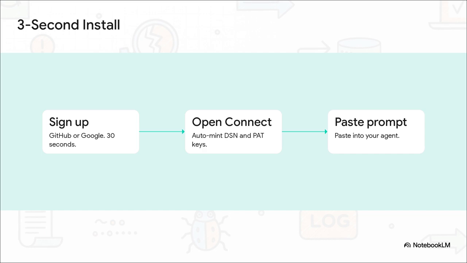Here's the playbook. Step 1, you sign up using GitHub or Google. Step 2, open the Connect page to automatically mint your connection keys. That's your data source name, or DSN, and your personal access token. And step 3, you just copy the provided CLI prompt and paste it straight into your coding agent. That single prompt detects your stack, installs the SDK, drops the init code right in your entry file, and registers the server. Just one paste, and you are completely done.